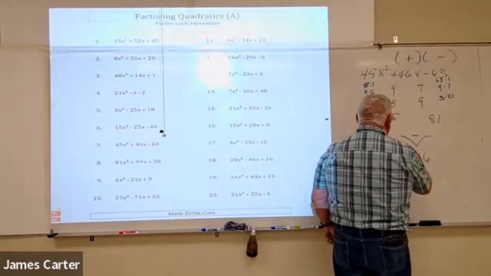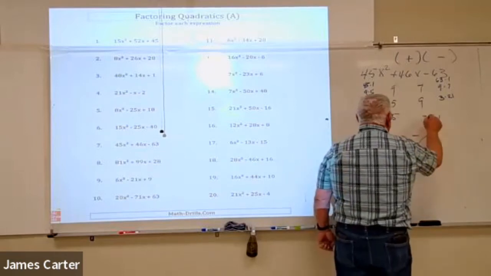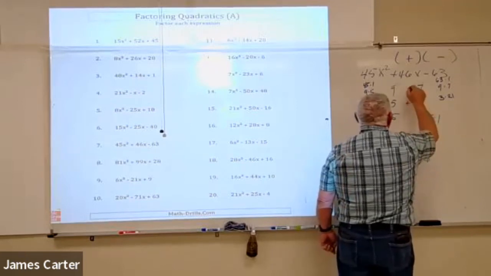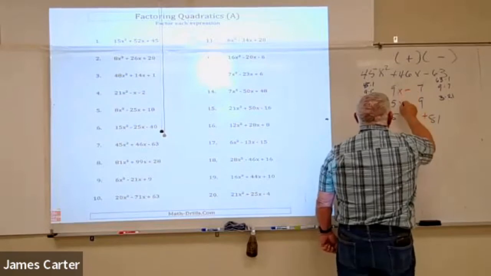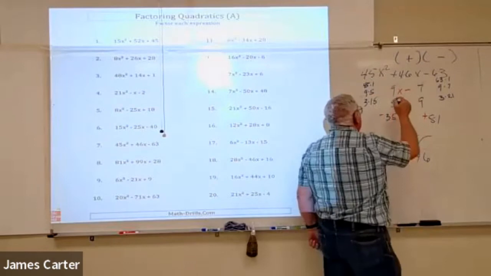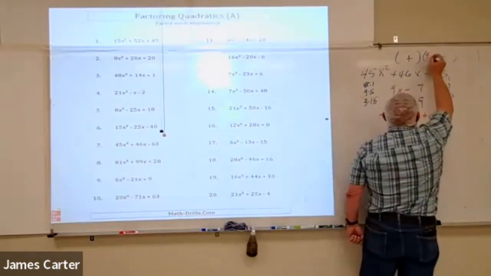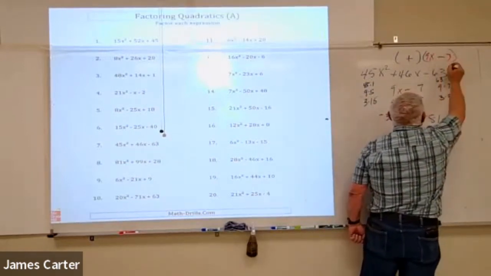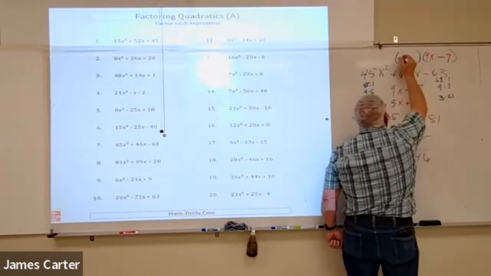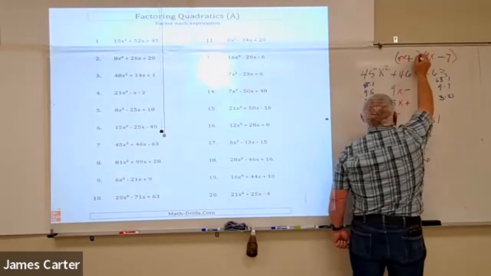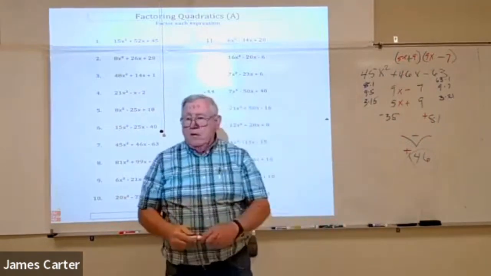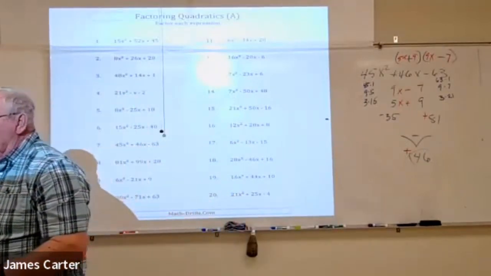This one's got to be a positive. So the biggest has got to be a positive. There's the negative. Here goes the positive. Here goes the negative. Put in the variables. So 9x minus 7, strange looking 7, and 5x plus 9. That one was kind of a bad nest.